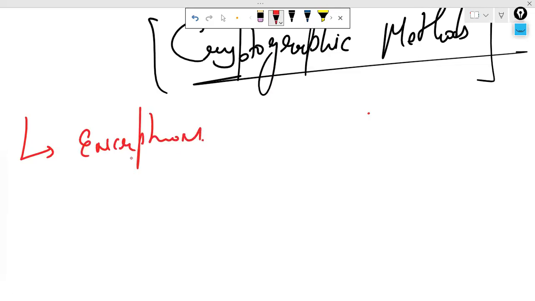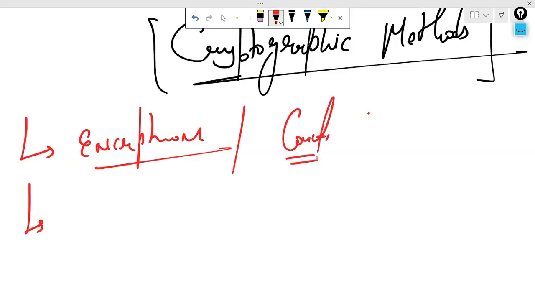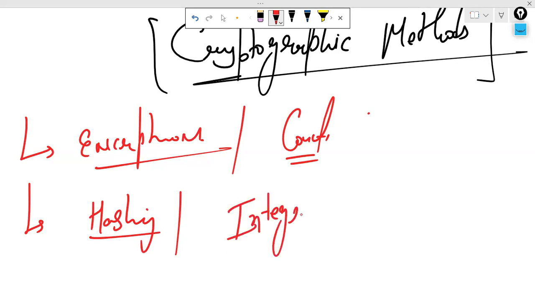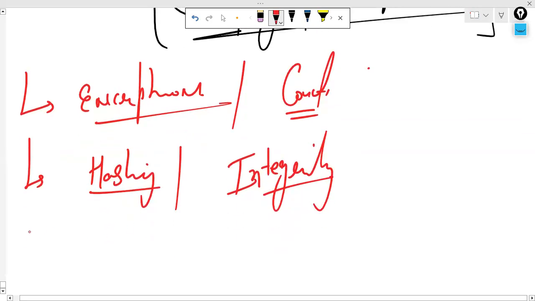encryption. Actually, the encryption concept is known as confidentiality. What is known as confidentiality here? Then we have hashing. This concept is known as integrity as well. What is that? Integrity. And next we have authentication.